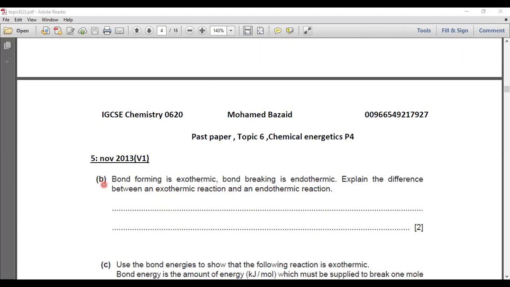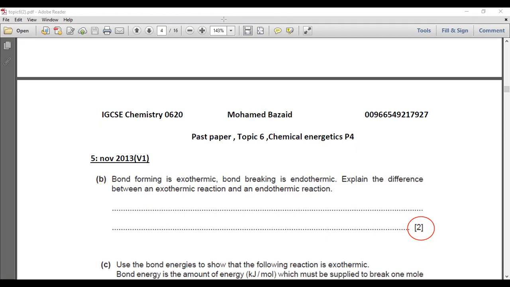Question B, Mazen. Bond forming is exothermic. Bond breaking is endothermic. Explain the difference between exothermic reaction and endothermic reaction. How many marks for the question? 2 marks. What does it mean? When you write the definition of exothermic, you will get 1 mark. When you write the definition of endothermic, you will get 1 mark. So everyone start to write in your books.